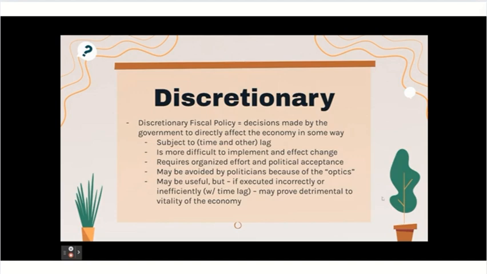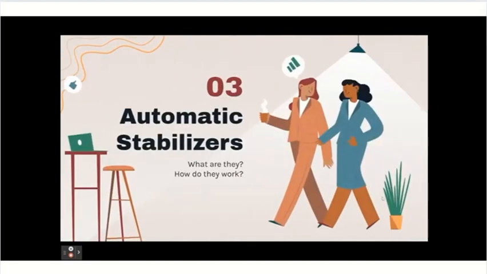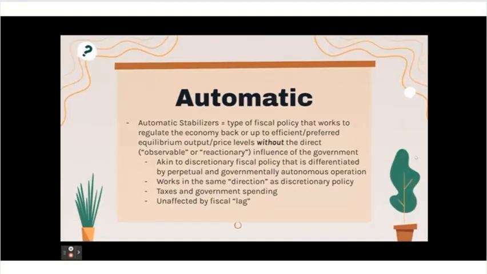And the reason why is because of these next slides. So automatic stabilizers. This is the other form of fiscal policy. There's discretionary and there's automatic. So automatic stabilizers are a form of fiscal policy tools.